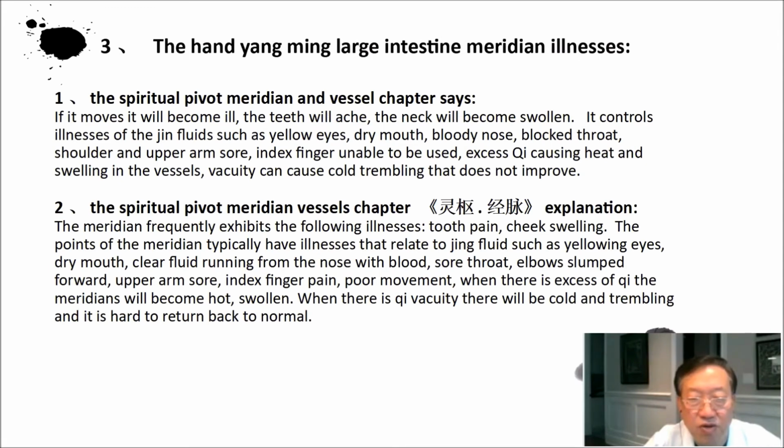Hand Yangming large intestine meridian illnesses. 1. The spiritual pivot meridian and vessel chapter says, if it moves, it will become ill. The teeth will ache, the neck will become swollen.